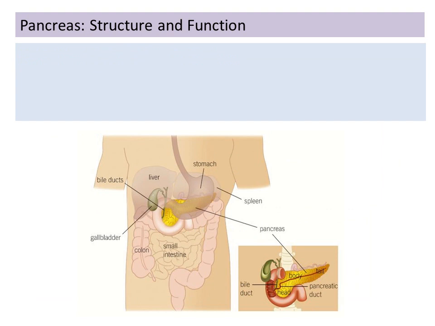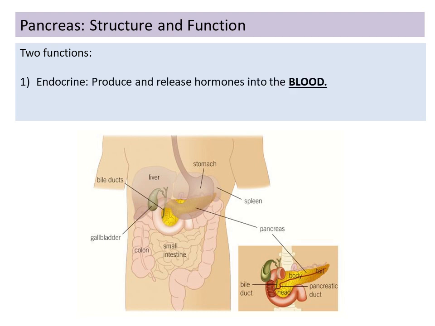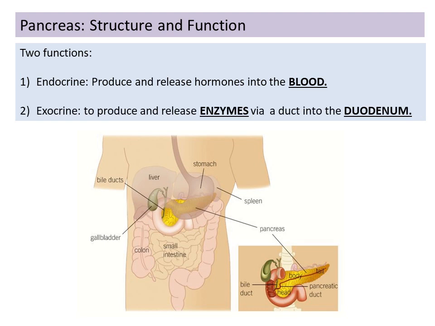The pancreas has two very major important functions. The first one is as an endocrine gland. That's producing and releasing hormones into the blood, and that's what we're going to be focusing on quite a lot in the next lesson. And as an exocrine gland, producing and releasing enzymes which go through a duct into the duodenum.